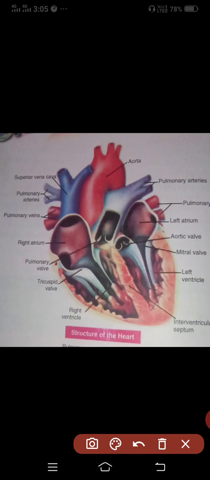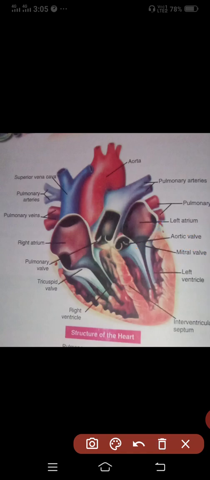The second one is the left atrioventricular valve. This valve is bicuspid and is also known as the mitral valve. This is the mitral valve. It allows blood from the left auricle to the left ventricle only. This is the second valve of the heart.